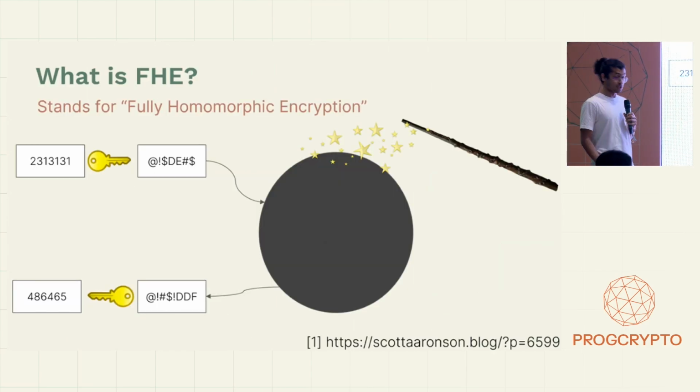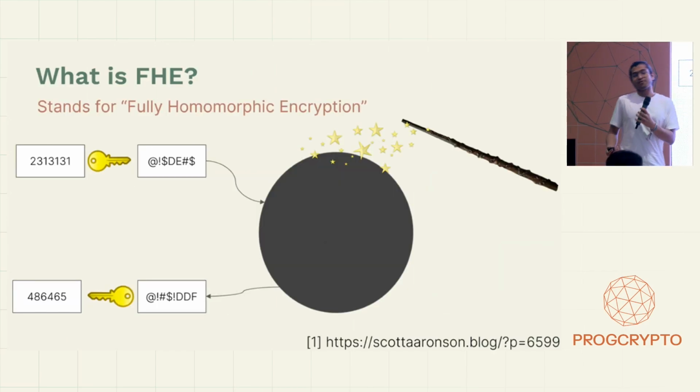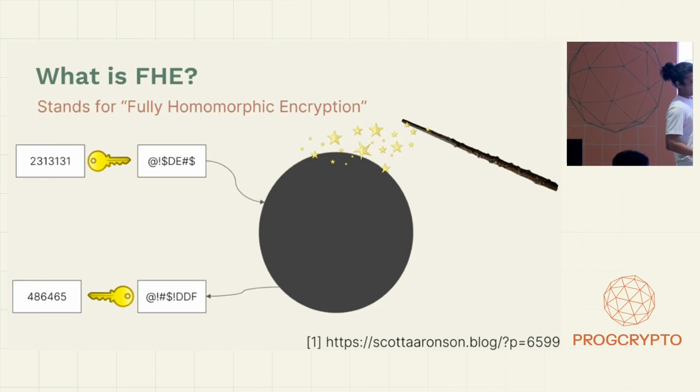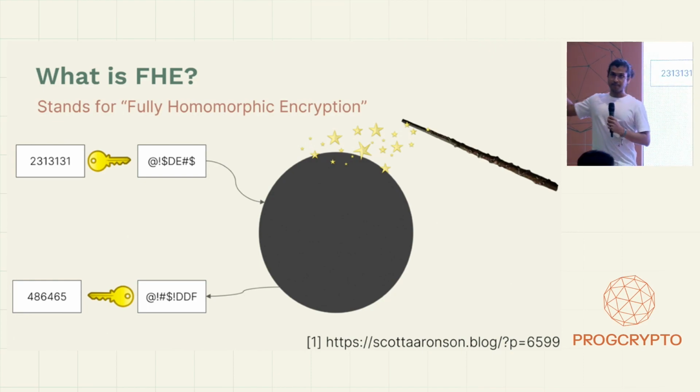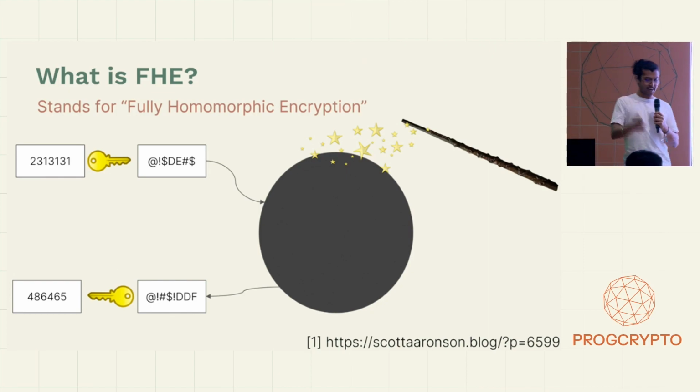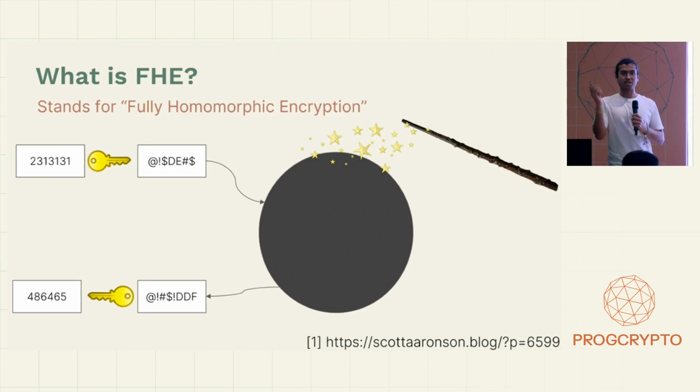So first, what is FHE? FHE stands for fully homomorphic encryption. And the idea is pretty simple. You have your private data. You have a secret key, that golden secret key right there. And you encrypt your data using that secret key to produce a ciphertext. And then you hand it over to a server or to someone else.